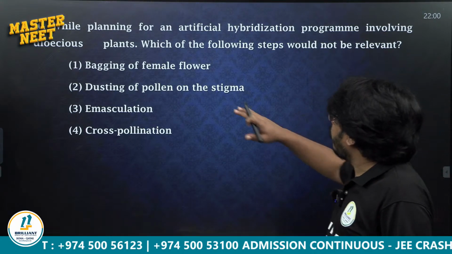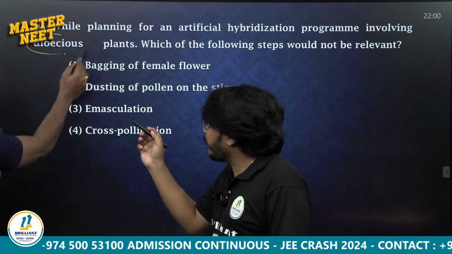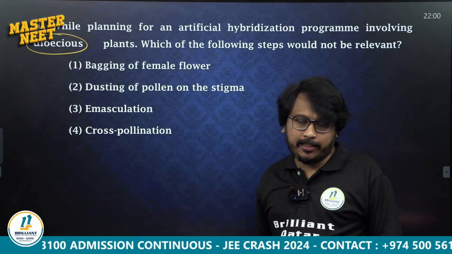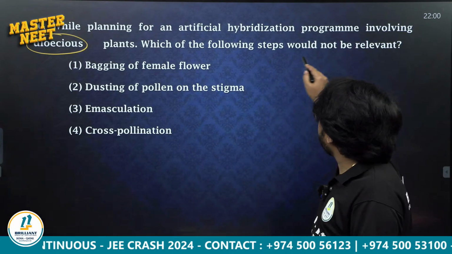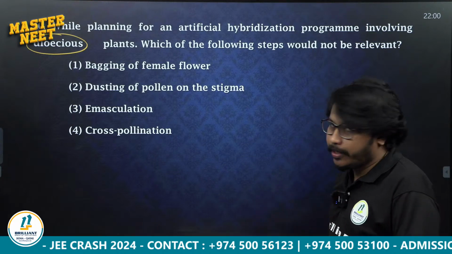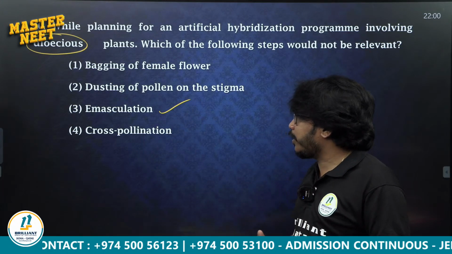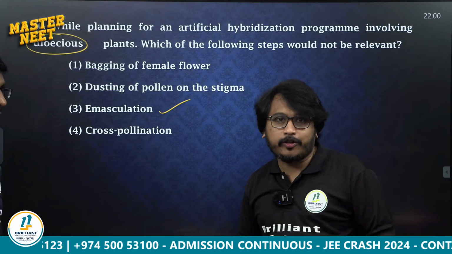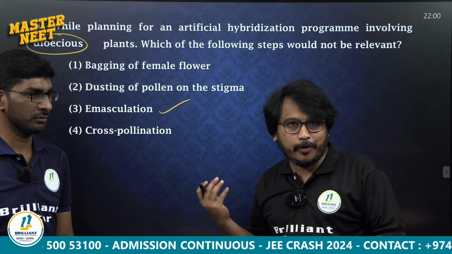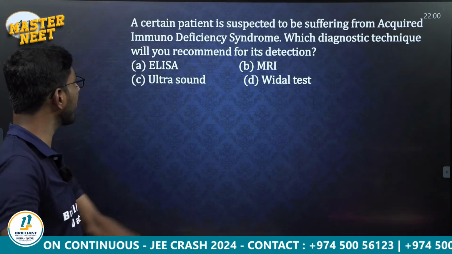Next question. While planning for an artificial hybridization program involving a dioecious plant, so learn dioecious plants, where the sexes are separate, like papaya. Which of the following steps would not be relevant? You already know if it is unisexual, we don't have to go for which one? Emasculation. Bagging, dusting, rebagging, all those things you should follow, but you should not do emasculation because it's a unisexual flower. That's all. Right. Now going to the next one, 41. Only 9 more questions are there.